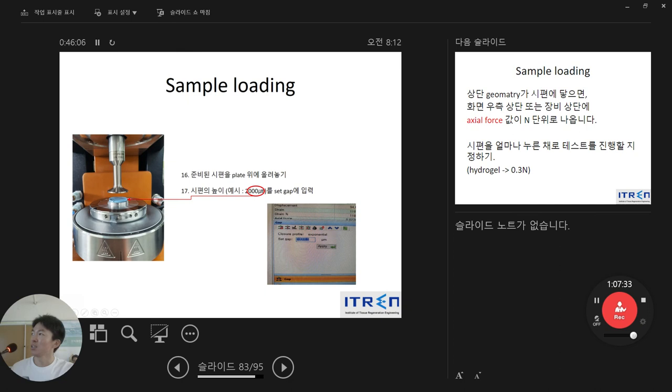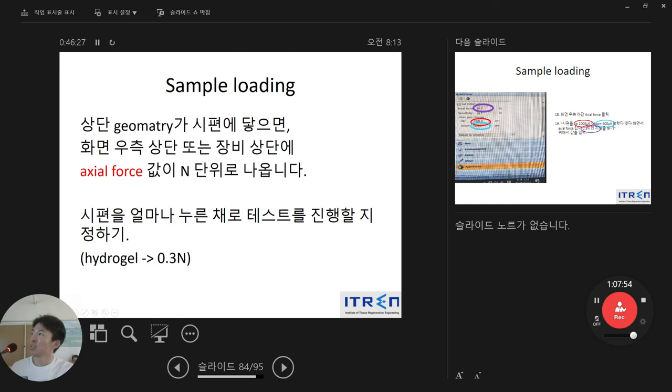Okay, sample loading. Now let's say your gel has approximately 2 millimeter. In here also you add 2 millimeter, and then this goes down to approach this gel. And then they show some extra force after approaching the hydrogel.